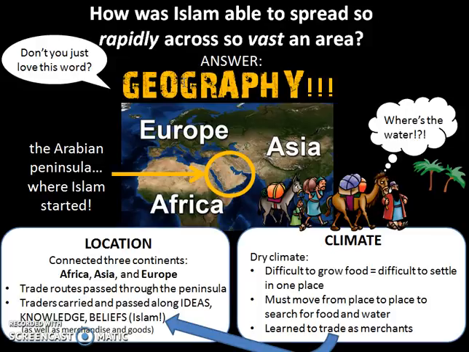Trade routes passed through the peninsula, and as such, traders were able to carry and pass along ideas, knowledge, beliefs, and goods. Islam was able to spread by traders traveling along these trade routes.